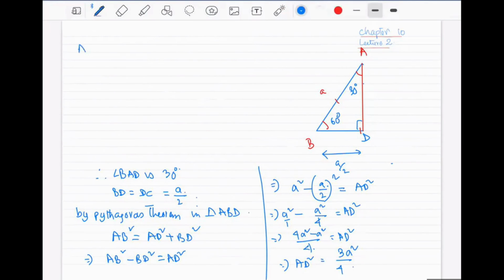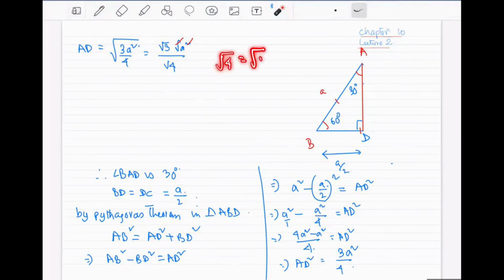AD is equal to square root of 3A square by 4. You separate the square root for everything: root 3, root A square, root 4. Root 3 will remain as it is. The square and root here can be cancelled out, right? Root 4 is root over 2 square. You cancel the square and root, and I'm going to get 2. So finally, the value that I'm going to get is root 3 by 2 A.